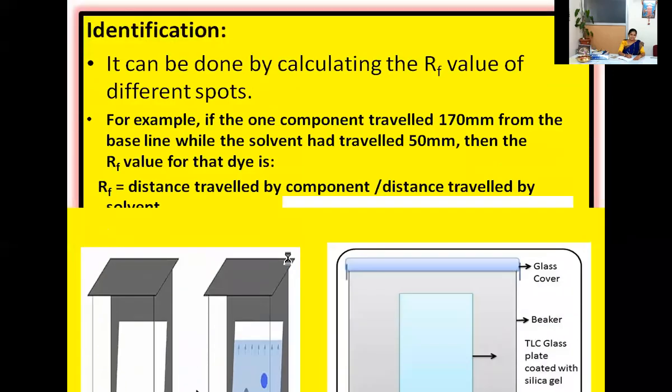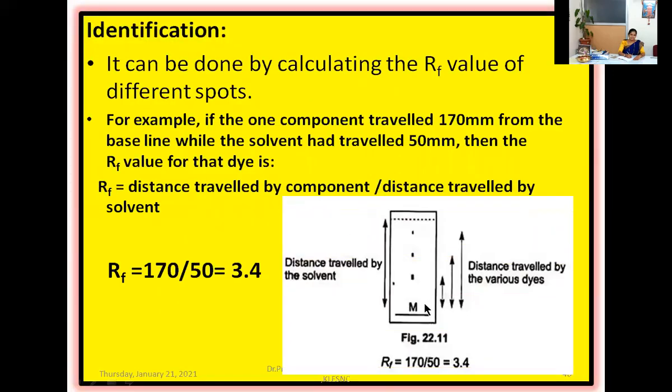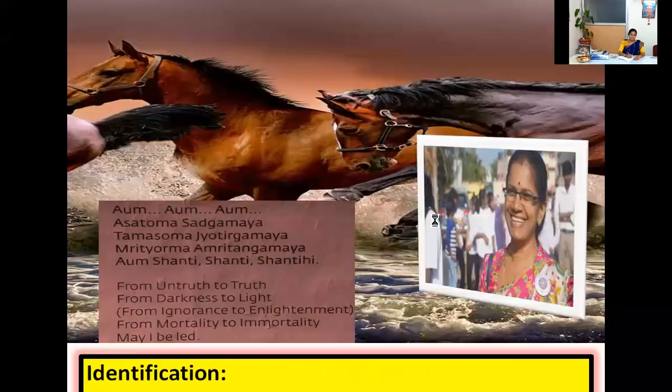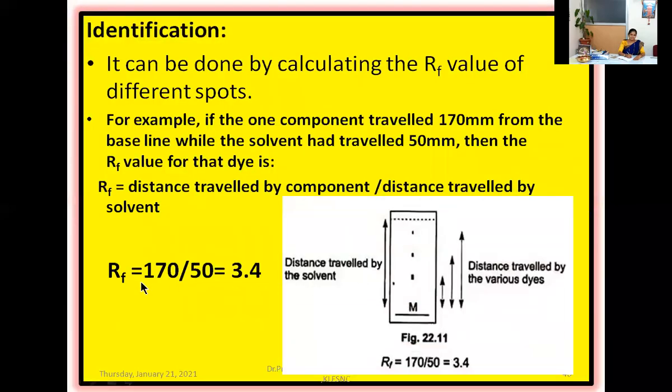So what is this RF value? That is the distance traveled by the component divided by the distance traveled by the solvent up to here, right? That you need to make a note of. So RF is equal to 170, that is the component run, then the solvent run, that is 50. The distance traveled by the component is 170 and the distance traveled by the solvent is 50 mm, which is equal to 3.4. Hope you understood this concept about TLC.